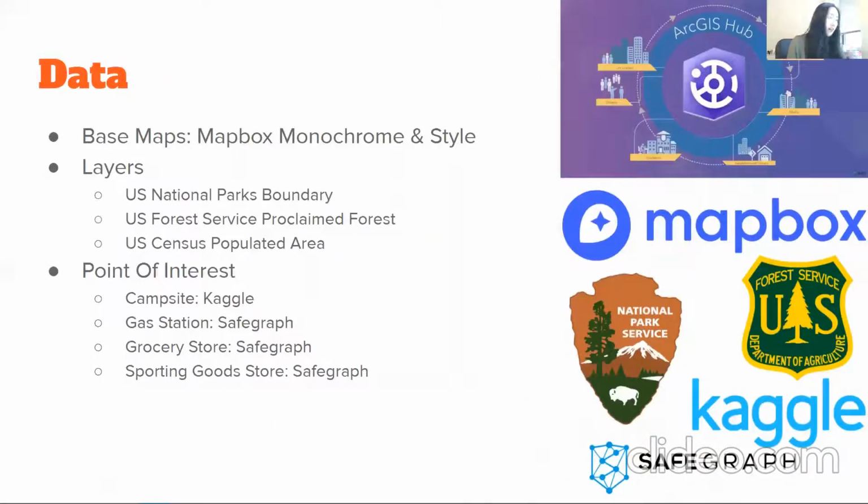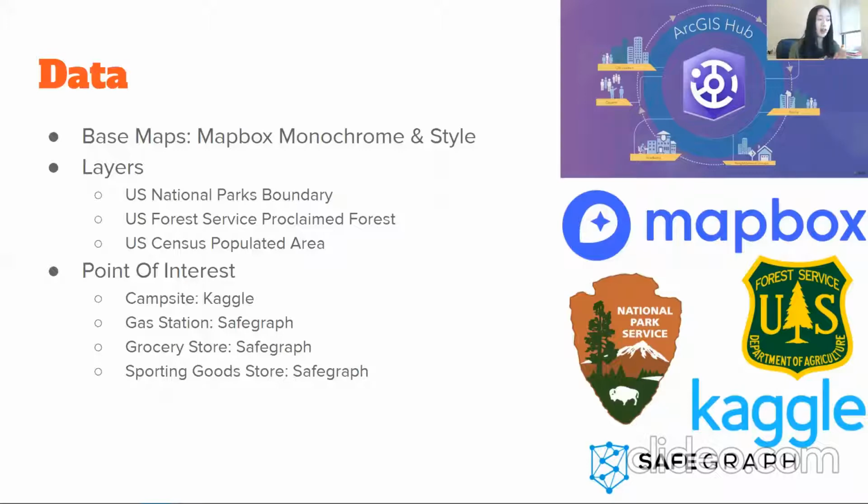And the data are basically 3 parts. The first part is the base map. I use Mapbox Studio to style the customized base map, and the layers include the national parks, the national forests, and the US Census populated places. As for the points of interest, I use the campsites. It is a public data set from Kaggle.